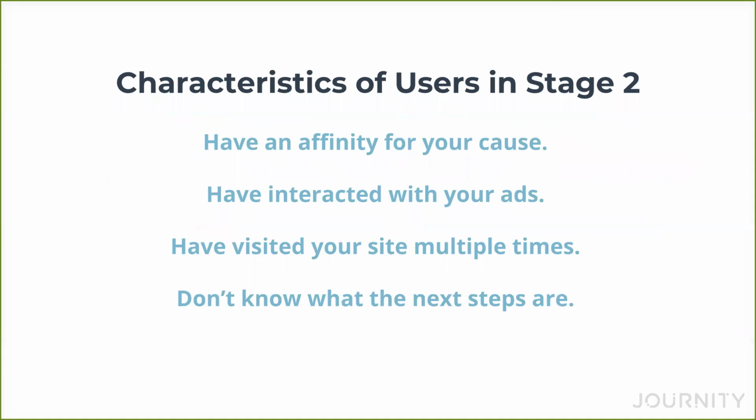So the characteristics of users in stage 2: they have an affinity for your cause. Right? People are loyal to the cause, but they're not necessarily loyal to specific organizations. So you know that they have an affinity towards your cause. They've interacted with your ads. So hopefully, maybe they've watched some of your videos that you put out. They've read some of your blog posts. Maybe they've listened to a few podcasts. They've visited your site several times, but they don't know what the next steps are.